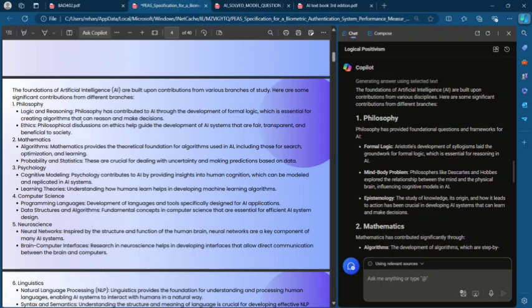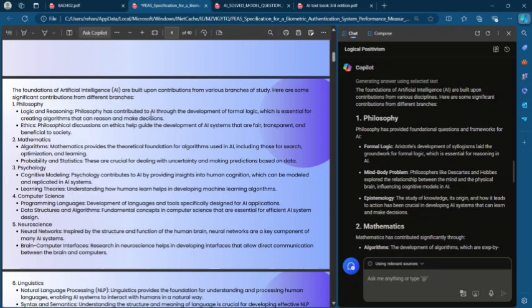So see here, philosophical discussions on ethics help guide the development of AI systems that are fair, transparent, and beneficial to society. So, what do philosophical discussions on ethics help us with? Fair, transparent, and beneficial to society. Okay, so it should be fair to society, beneficial to society, and transparent to society. How this can be achieved is by philosophical discussion on ethics and logical reasoning, logic and reasoning.